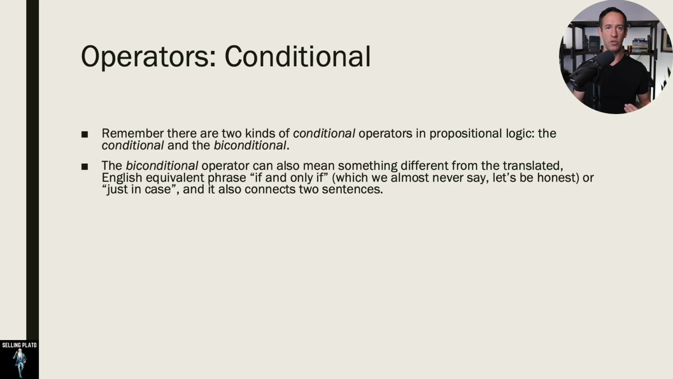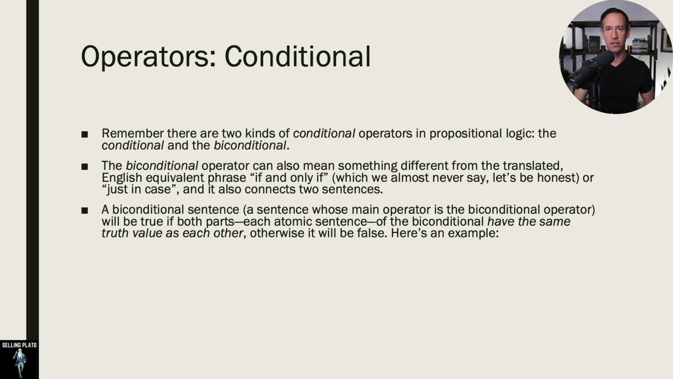It also connects two sentences. So think of the English translation of the biconditional as if and only if, and I'll explain what that means. You've actually seen this before because the biconditional, or if and only if, is used in technical definitions in philosophy and especially logic. A biconditional sentence, a sentence whose main operator is the biconditional operator, is going to be true if both parts, each atomic sentence of the biconditional, have the same truth value as each other. Otherwise, it will be false.